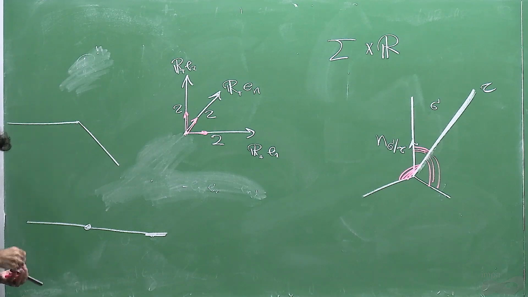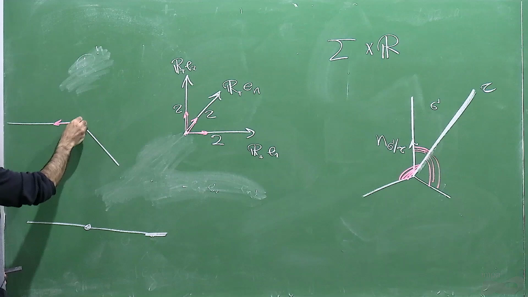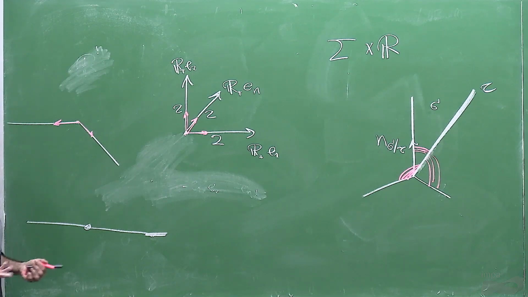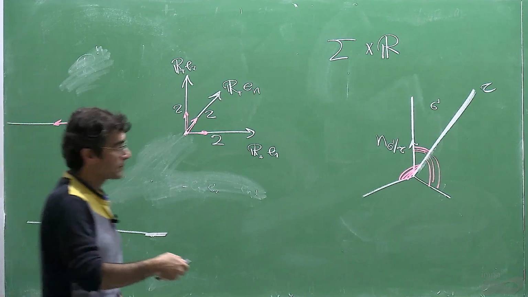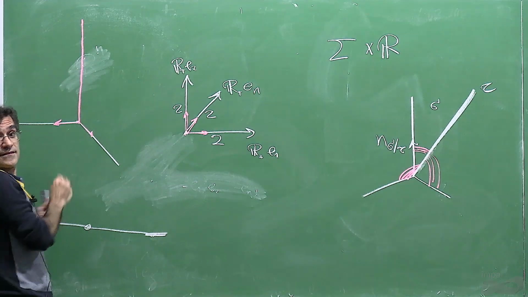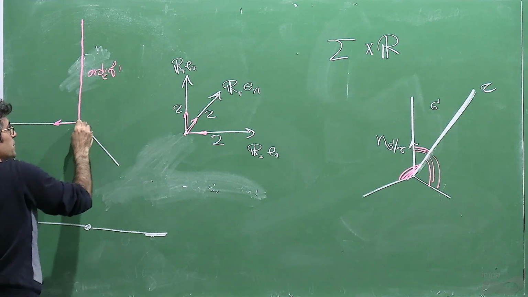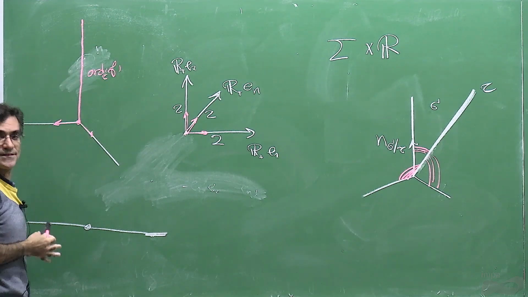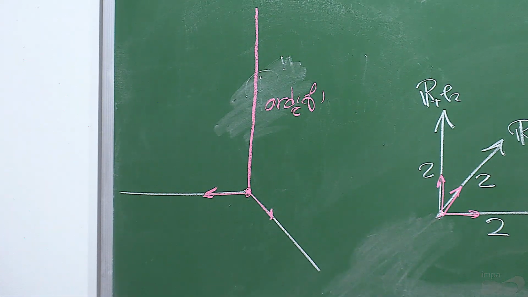Okay. So what I see is that this is again a fan. But if I do the sum of the primitive vectors of these rays, it's not balanced any more. But there is a way to make it balanced, by adding all the cones tau times R plus. So I basically add this new cone, and I put the order of vanishing of f at tau. So if this is my tau, I add this, and this becomes again a tropical fan. Okay.